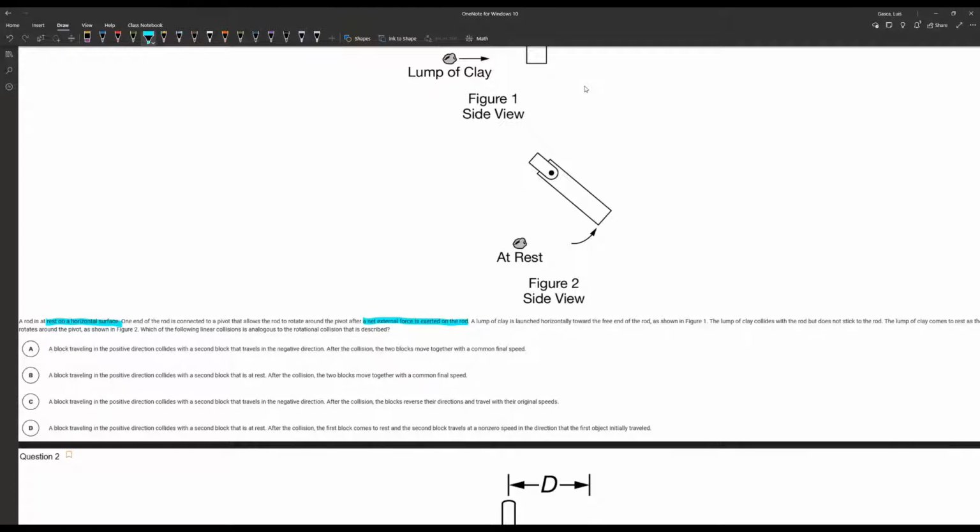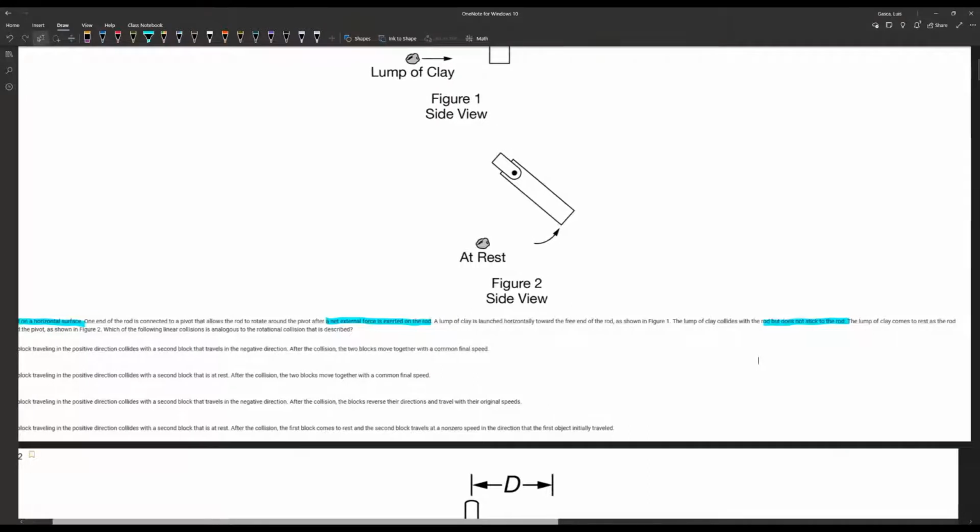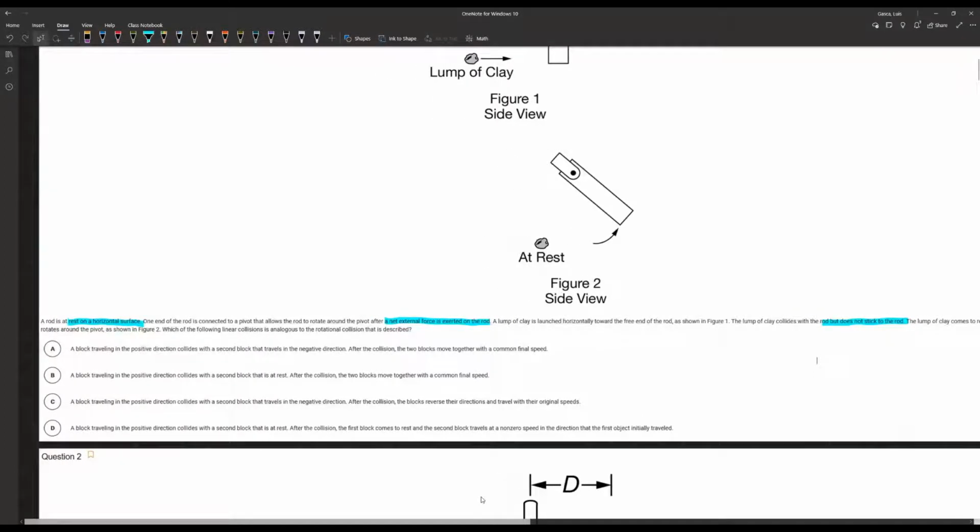A lump of clay is launched horizontally toward the free end of the rod as shown in figure 1. The lump of clay collides with the rod but does not stick to the rod. The lump of clay comes to rest as the rod rotates around the pivot as shown in figure 2. Which of the following linear collisions is analogous to the rotational collision as described? So let's see here what we're thinking. Analogous means similar to.